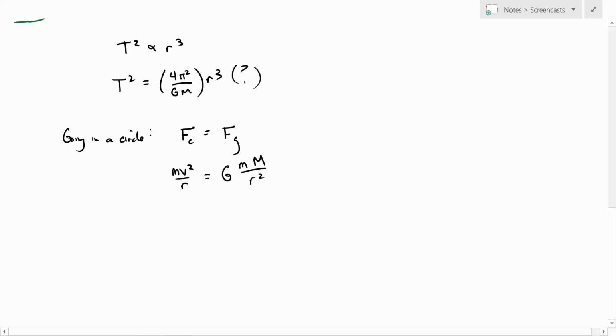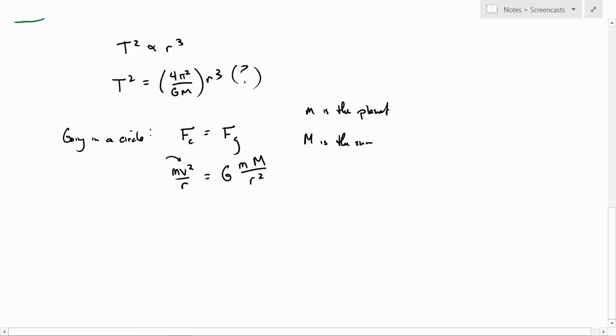G M m over r squared, where little m is the orbiting body, or let's just say planet. Planet makes more sense. Little m is the planet, big M is the sun. Or little m is the moon, big M is the planet, orbiting body, orbited body. That starts to go around in circles in my head and I get worried.